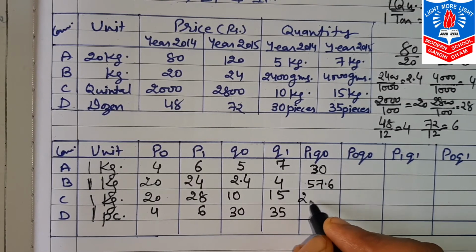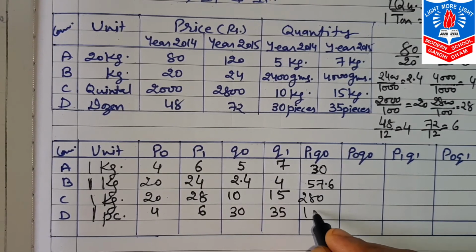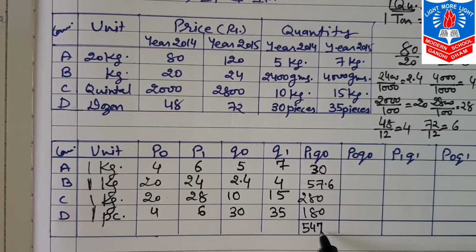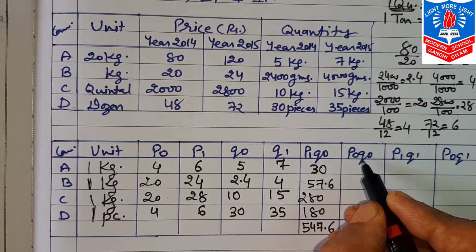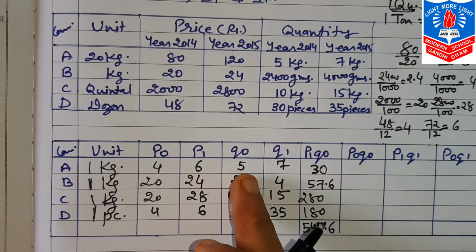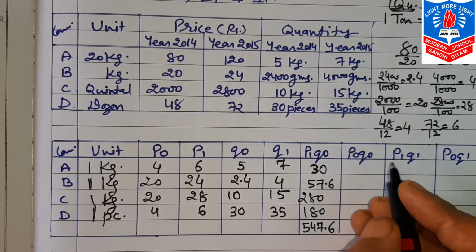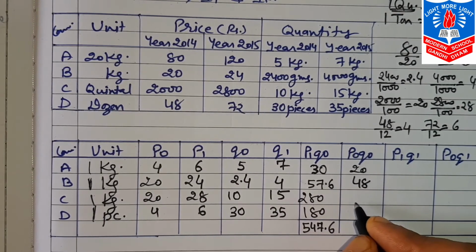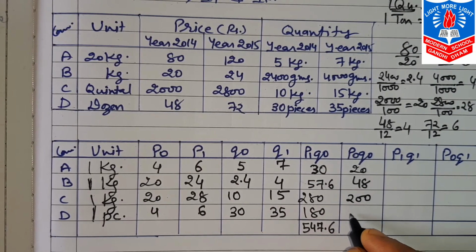57.6. This is 280 and 180. Total of this comes 547.6. Next is P0 and Q0. This is P0 and Q0. 5 4s are 20, 48, 200, 120, and total of this comes 388.